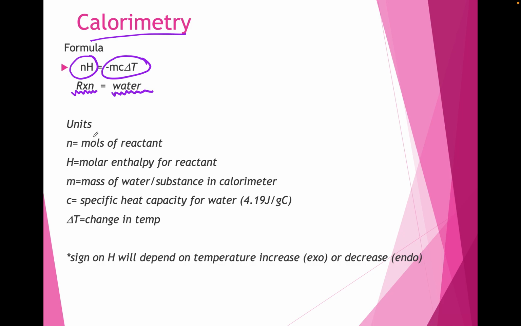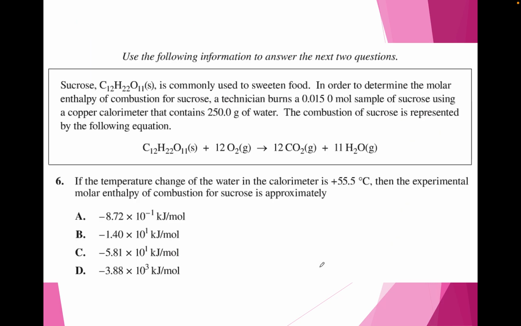Now you do want to pay attention, as always, to the units. When we're using this formula, because of the specific heat capacity being in joules, that means our H value also will need to be in joules. So sometimes we'll have to do an extra calculation here, doing a conversion. And then lastly, knowing about whether it's increasing or decreasing, that's just bringing exo and endo back into the equation.